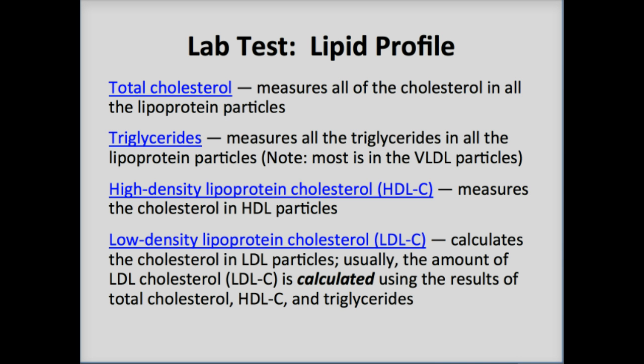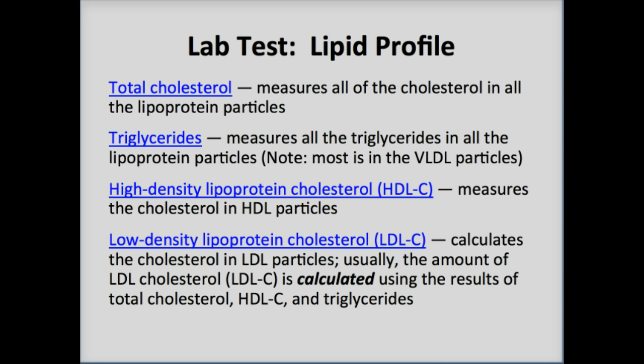Okay, so now that we have a better grasp on the types of lipids and their lipoprotein carriers, we can better understand a person's lab results whenever they have a lipid profile performed. Let's take a look at what's actually being reported.